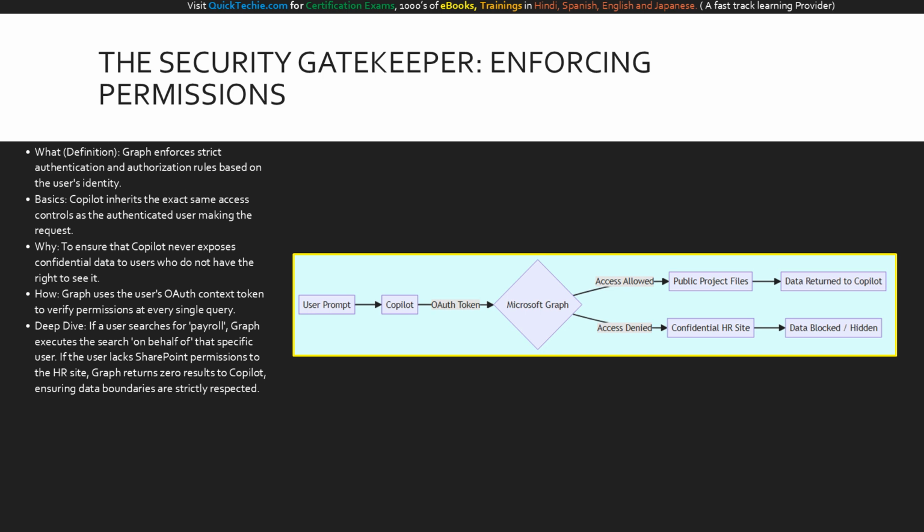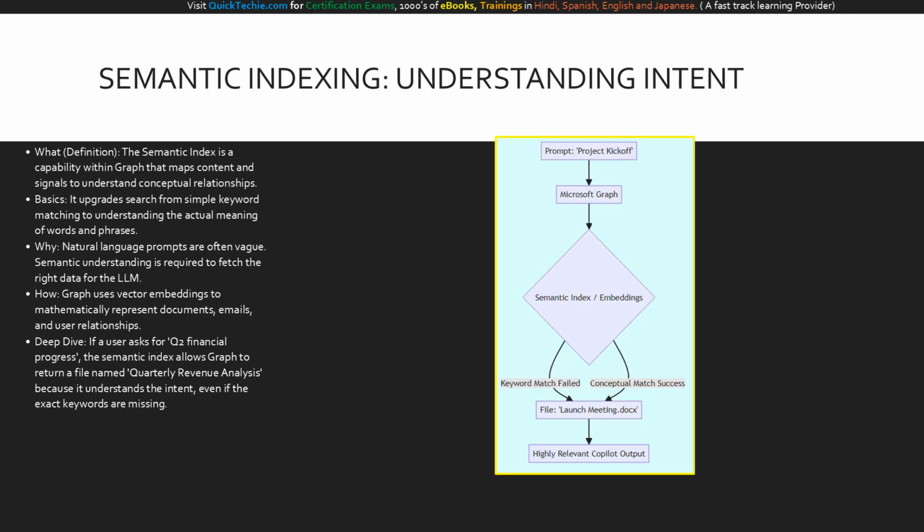This flow perfectly illustrates the security boundary. The user prompt goes to Copilot, which then passes the user's OAuth token to Microsoft Graph. Graph immediately forks the decision based on permissions. For the public project files, access is allowed, and the data is returned to Copilot. However, for the confidential HR site, access is denied. Graph completely blocks that data path, ensuring the highly sensitive information remains completely hidden from both the user and the Copilot response generation process.